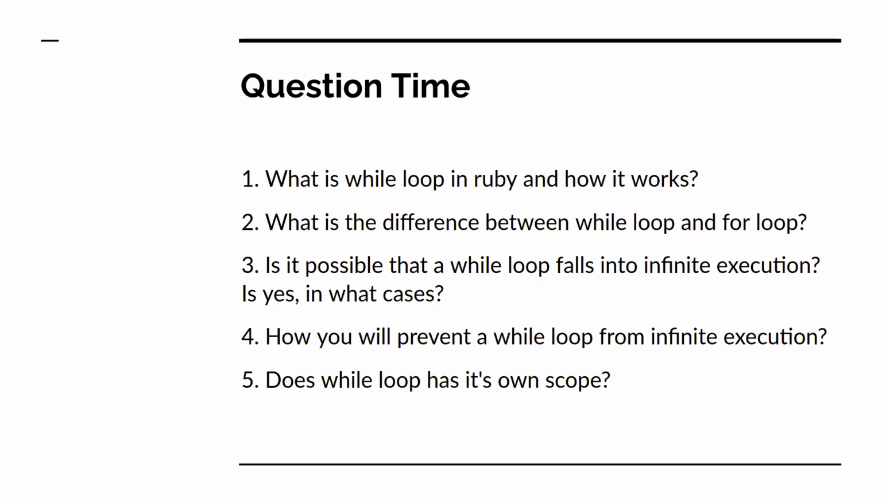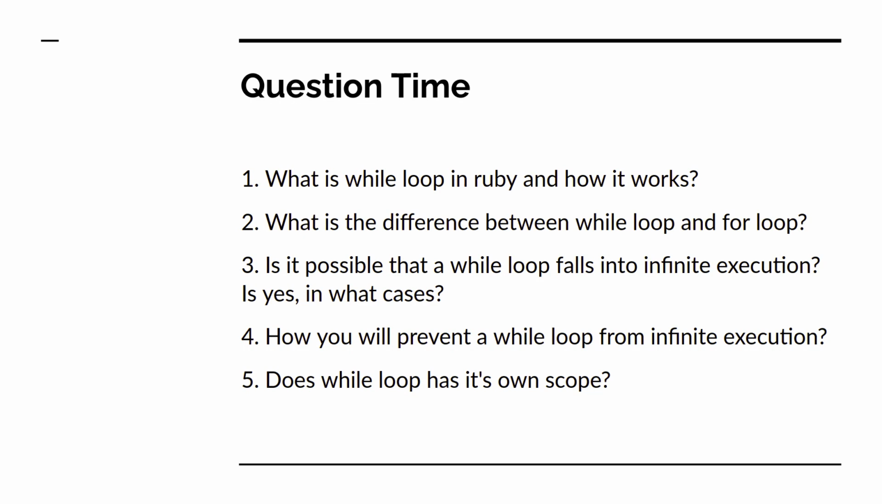Now it's the question time. So there are 5 questions for the while loop. The first one is what is while loop in Ruby and how it works? What is the difference between while loop and for loop? Is it possible that a while loop falls into infinite execution? Yes, we have seen that. If yes, in what cases?